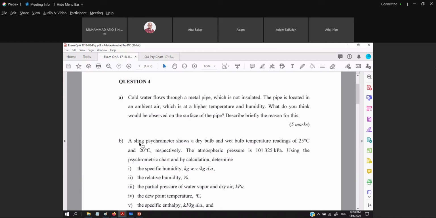Guys, what do you think will happen? It is the same case as when we buy a cold drink. Inside the glass or container is cool water, and outside is the environment, which is hotter than the cold water. The temperature is higher and the humidity is high. So what do you think happens?